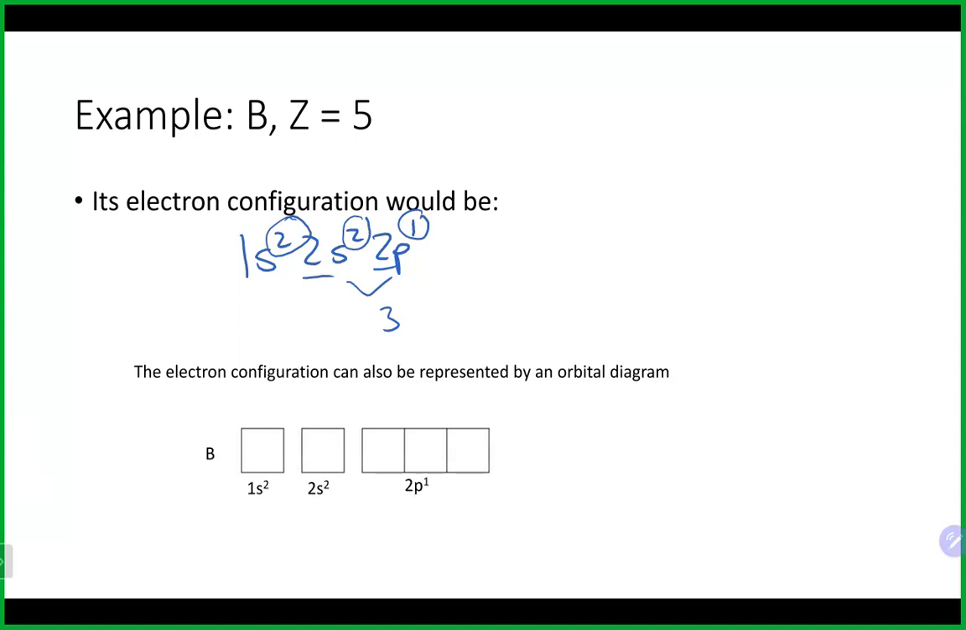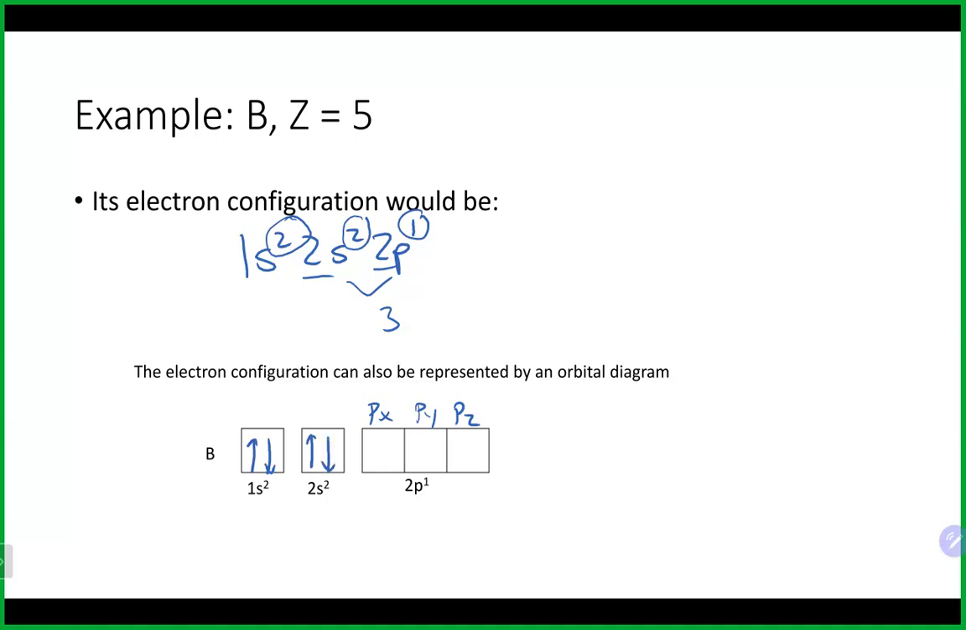need 3 boxes to represent the 2p subshell, as there's a px orbital, a py orbital, and a pz orbital. That makes up that 2p subshell. Putting in our electrons here, we go up 1, down 1, up 1, down 1.